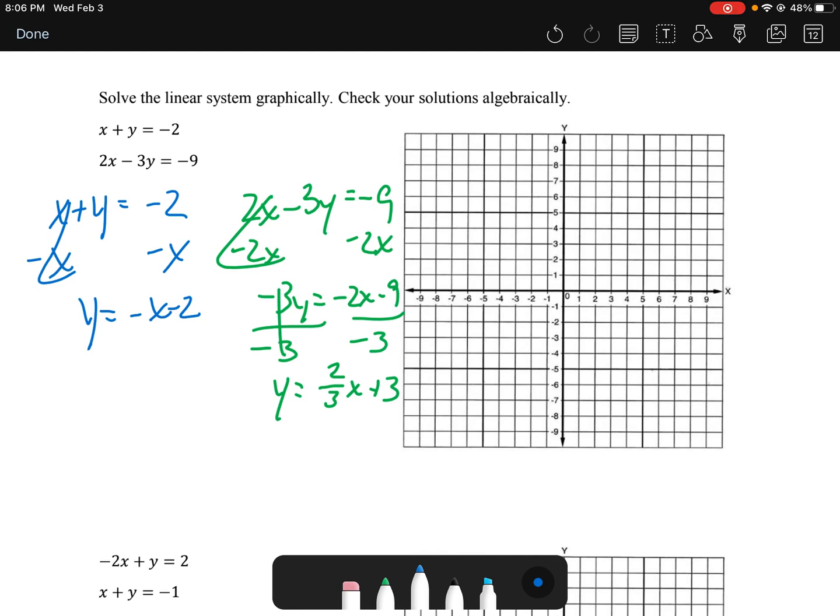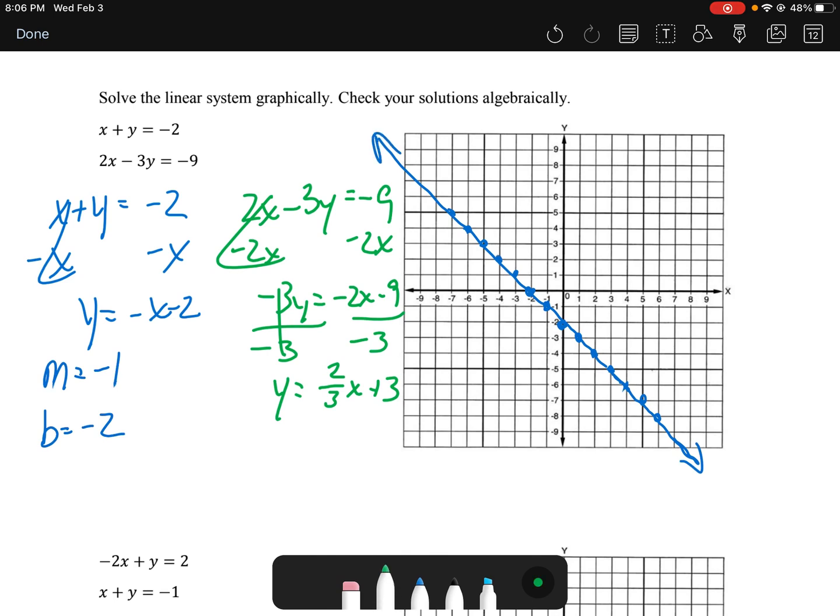Now that they're written in slope-intercept form, I can go ahead and start graphing them. For my first line, I know that my slope is negative 1 and my y-intercept is negative 2. So starting at negative 2, I'll go down 1 over 1. I like to put a lot of points because I can't draw real straight. That's more than enough dots. Oh my goodness, look how perfect that line is.